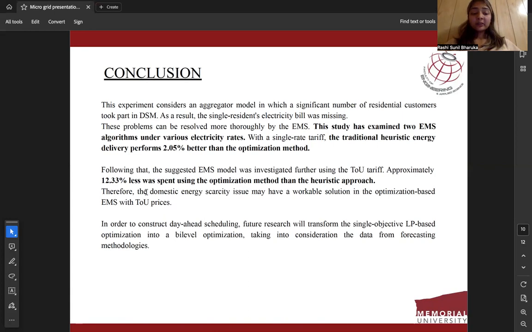Inversely, 12.33% less was spent using the optimization method than the heuristic approach. Therefore, the domestic energy scarcity issue may have a workable solution in the optimization-based EMS with the tariff charges.